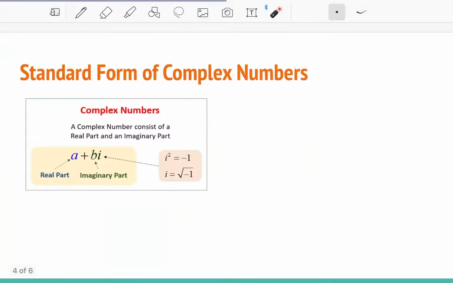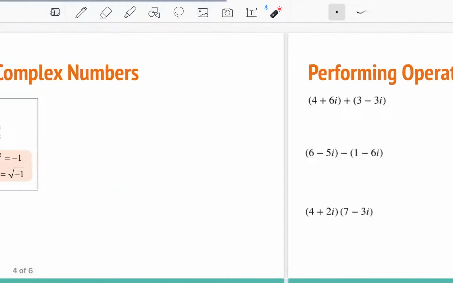Okay, so standard form is this a plus bi part. A plus bi. In standard form, this could be a fraction over here. This could be a square root. Same thing with the b. It could be a square root or fraction, and the i comes at the end. So the b is a coefficient of the i.